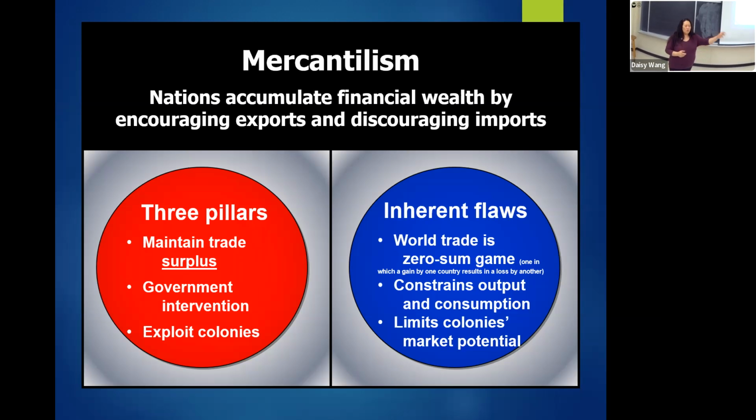They want to sell more than they import because that means they get to keep the money in their country, okay? And then they have strong government intervention. And usually they try to exploit the colonies, like the UK at that time. I think they had so many colonies, like in India, even Australia, New Zealand, and a huge part of Africa. Those were all UK's colonies.